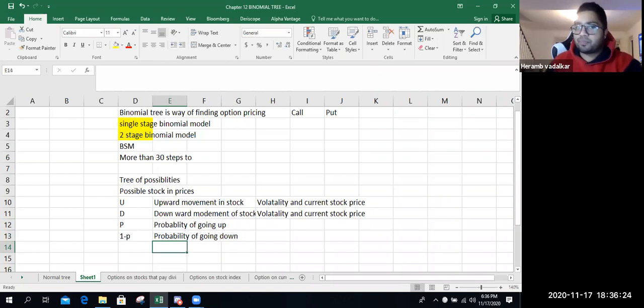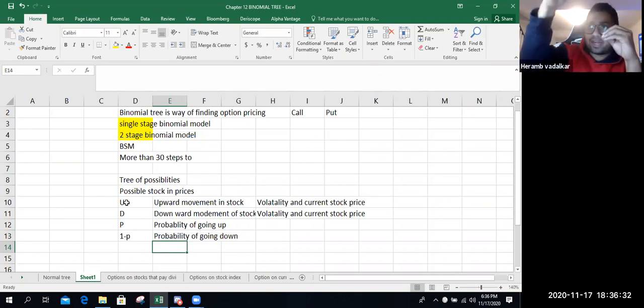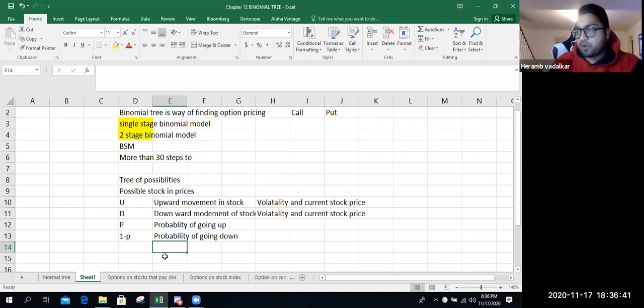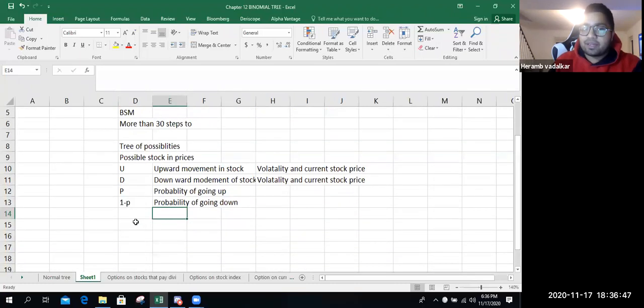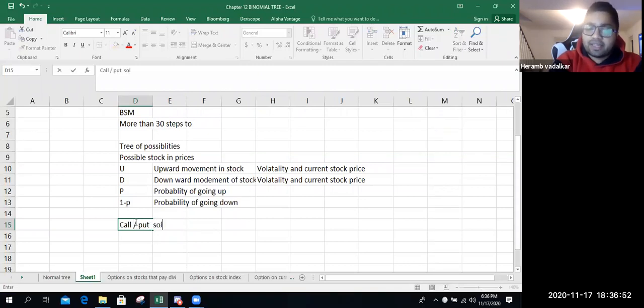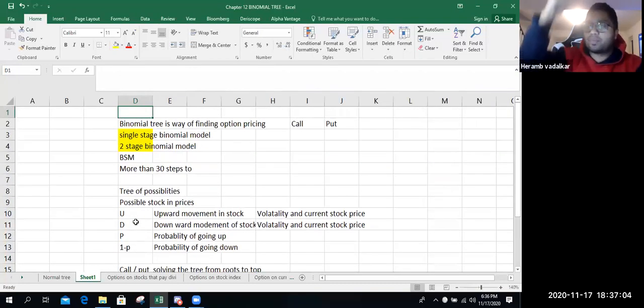So what are we going to do? We are going to create a tree using the current stock price. What happens if it goes up, what happens if it goes down? So up and down. Then what is the probability of going up? What is the probability of going down? Based on that, we create a tree. Then depending on whether it is a call or put, we start solving the tree from roots to top. So we start at the roots of the tree and then we go up to the top.